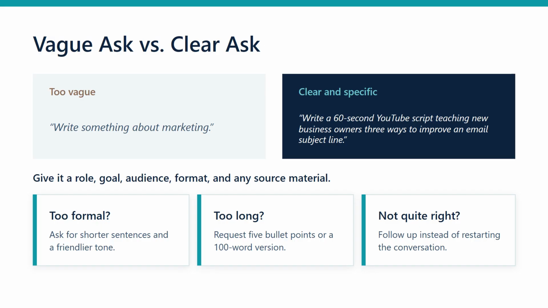If the first response feels too formal, ask for shorter sentences and a friendlier tone. If an answer feels too long, request 5 bullet points or a 100-word version. Follow-up requests help refine the output without restarting the conversation. Some users expect a perfect answer from one sentence, but productive use often involves several short exchanges. This back-and-forth approach works more like collaborating with a colleague than entering keywords into a search engine.